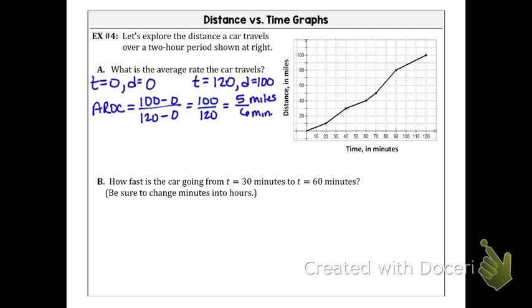And so if we want to change that to miles per hour, I'm going to come down here. So we have 5 miles every 6 minutes. And so I'm going to do a little conversion here. So I know that 60 minutes is 1 hour. And so my minutes will change. So that gives me, is that 50? And it's miles per hour.